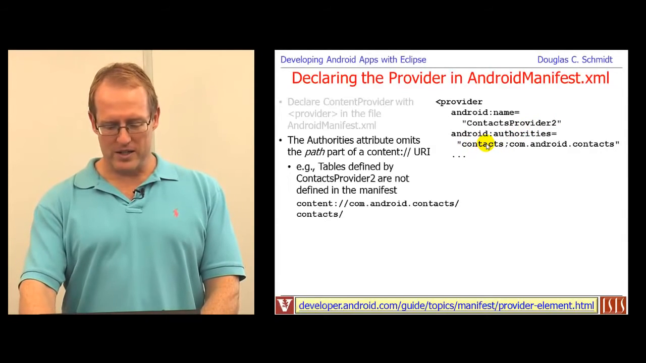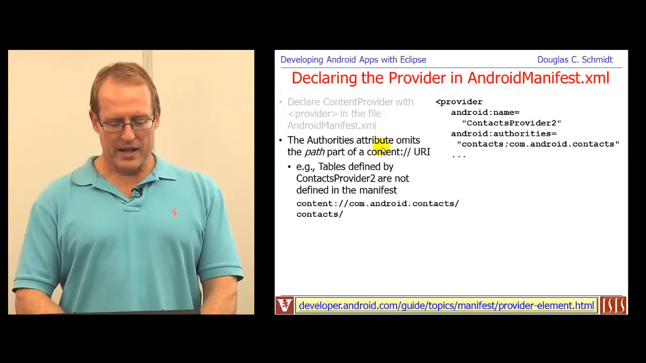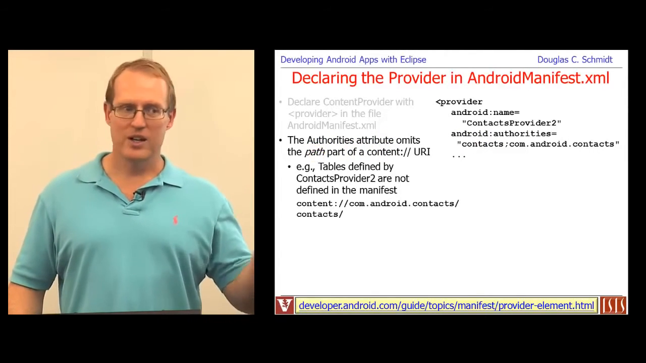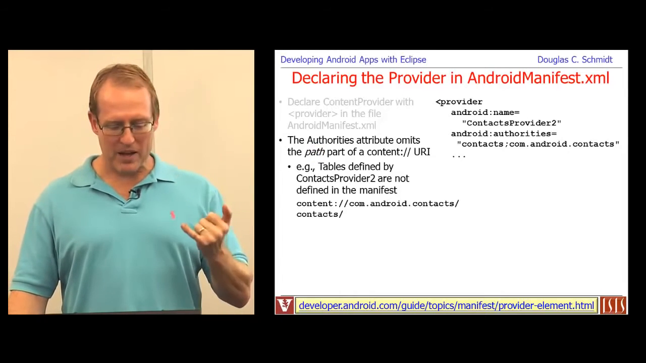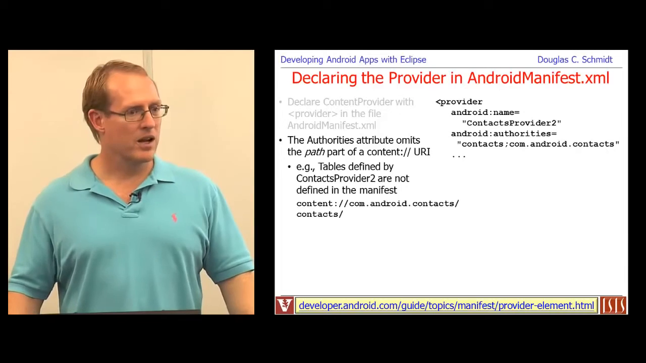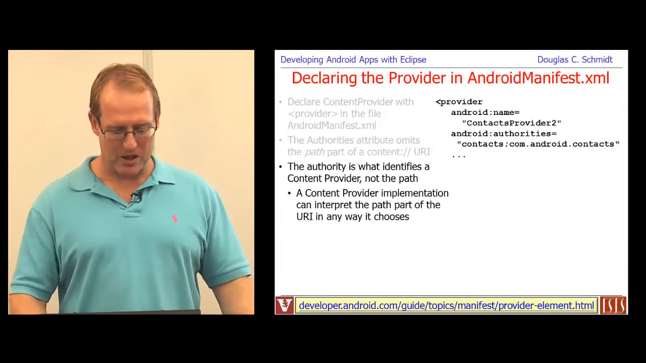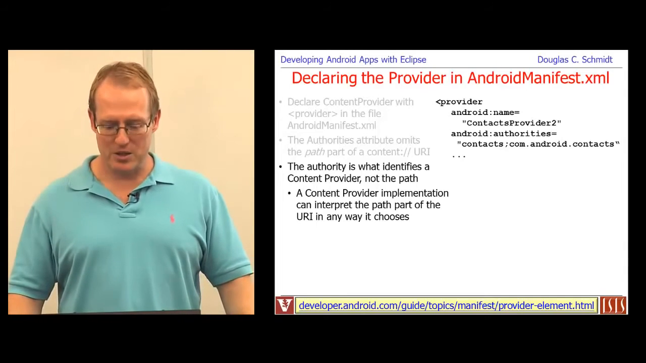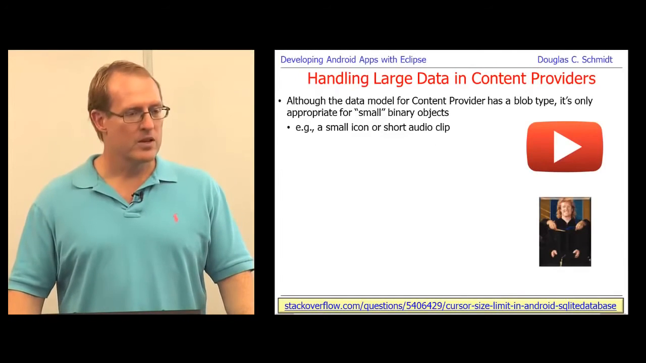Here are some of the authorities that can be used. Notice how the authorities don't list the path portion, just the authority portion. The path portion is something that's handled by the underlying content provider. You have to be the one to come along and figure out how to interpret that data in whatever way your implementation may happen to choose.